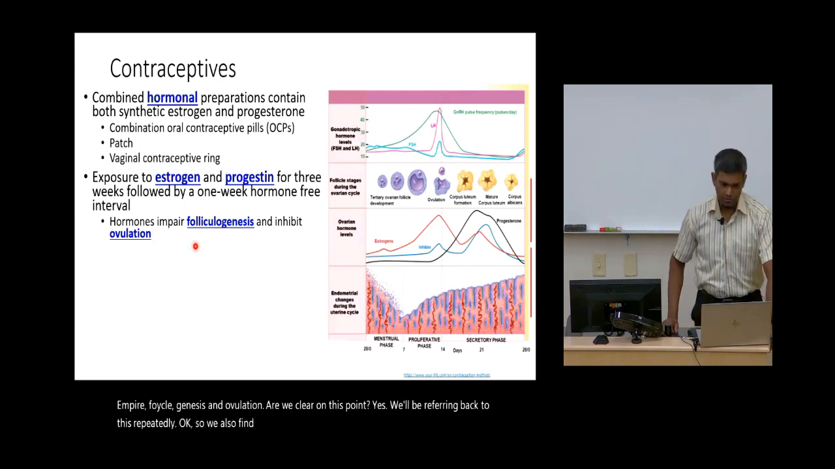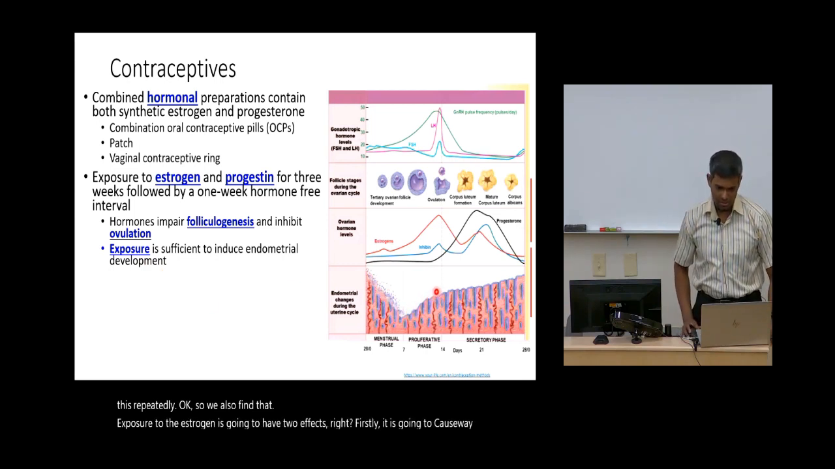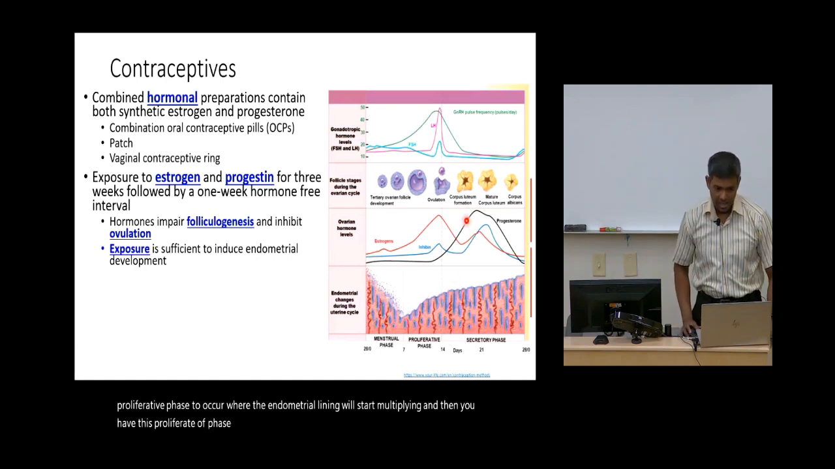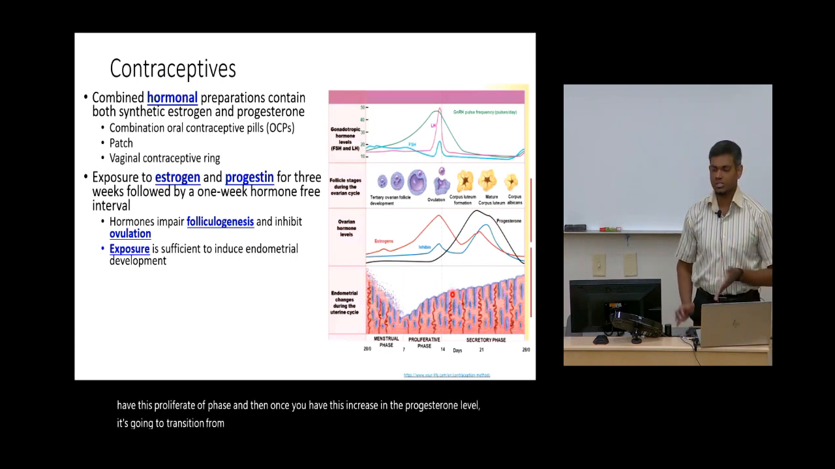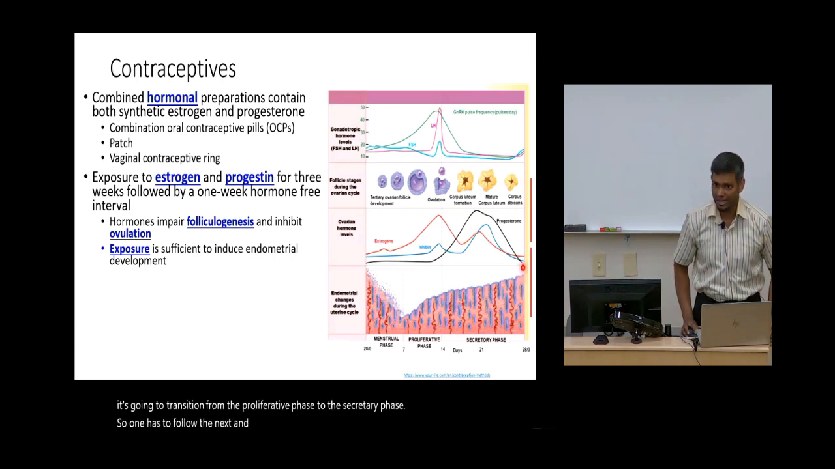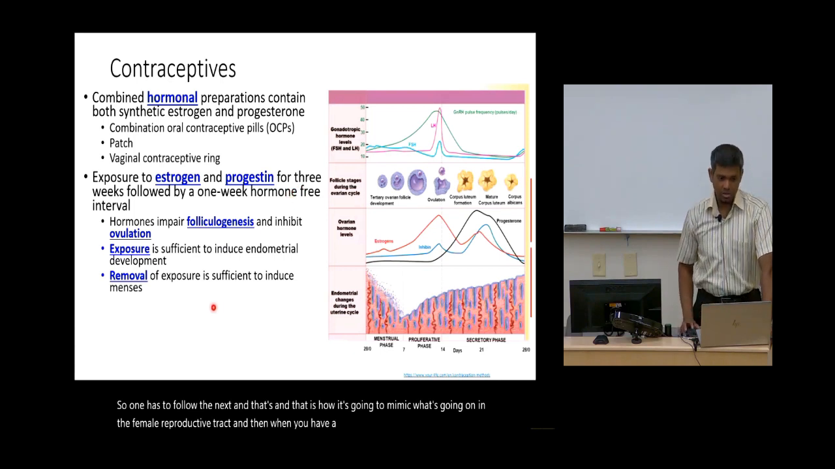Okay. So we also find that exposure to estrogen is going to have two effects. Firstly, it's going to cause the proliferative phase to occur, where the endometrial lining will start multiplying. And then once you have an increase in the progesterone level, it's going to transition from the proliferative phase to the secretory phase. So one has to follow the next, and that is how it's going to mimic what's going on in the female reproductive tract. And then when you have a removal after this exposure, it's going to induce the menses.